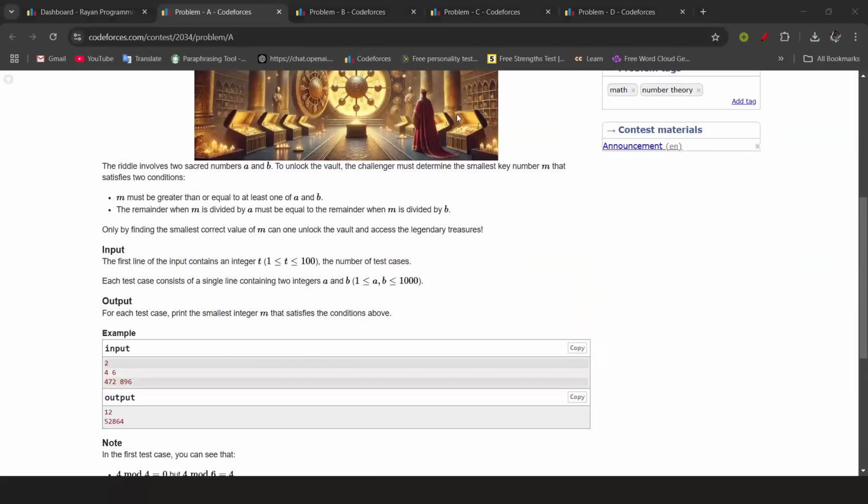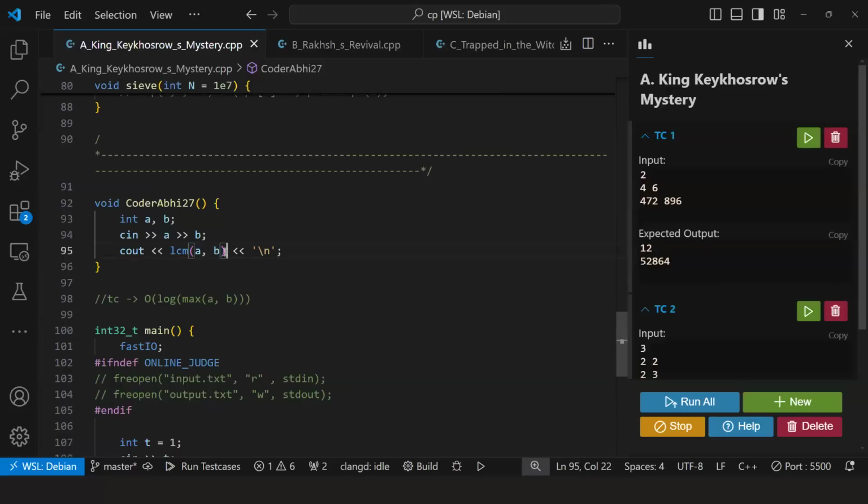So I think this problem is fine to you. We can move to the next problem. I hope this was understood, why the LCM of A and B would be our answer.